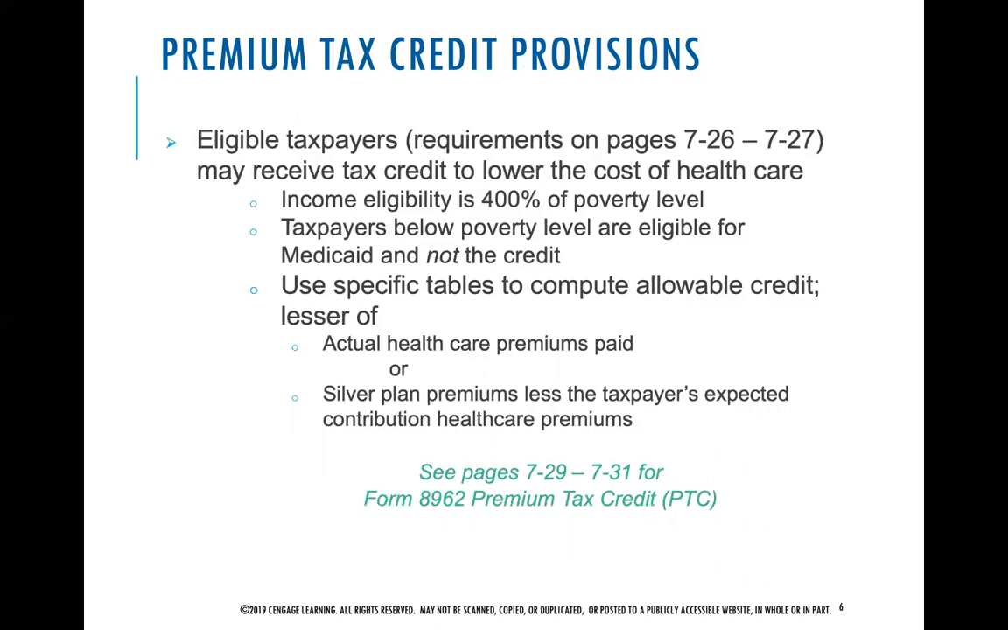There were specific tables provided that allow you to compute the credit, and it was limited to the lesser of actual health care premiums paid or silver plan premiums less the taxpayer's expected contributions to health care premiums. Like I said, I just want you to be familiar with this credit, as it was an important credit for a lot of people going into the 2018 tax year, but it is not a credit that is still being calculated today.